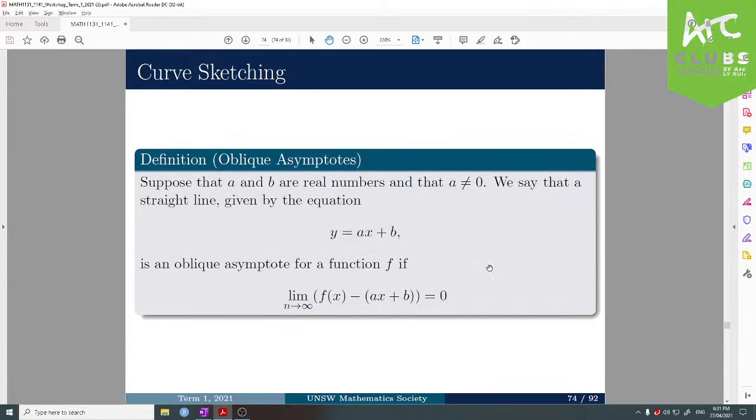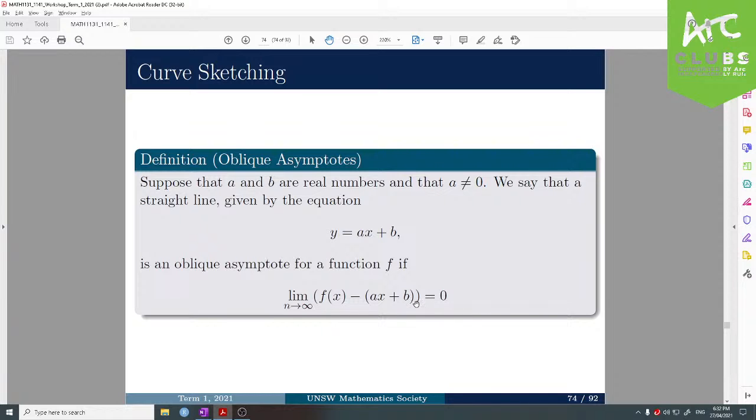Okay, the next topic is curve sketching. Again, curve sketching has 2 main things. One is going to be just drawing a graph with weird asymptotes, and the other one would be using polar coordinates. Okay. So firstly, I'll go through the oblique asymptote ones. So it says, suppose that a and b are real numbers and that a is non-zero. We say that a straight line given by the equation y equals ax plus b is an oblique asymptote for a function f if, and this statement is basically saying, if the difference between the original function and the straight line approaches 0. So it's similar to just a definition of an asymptote, right?